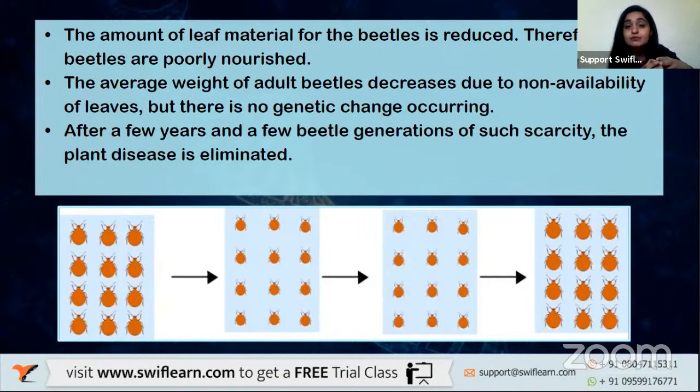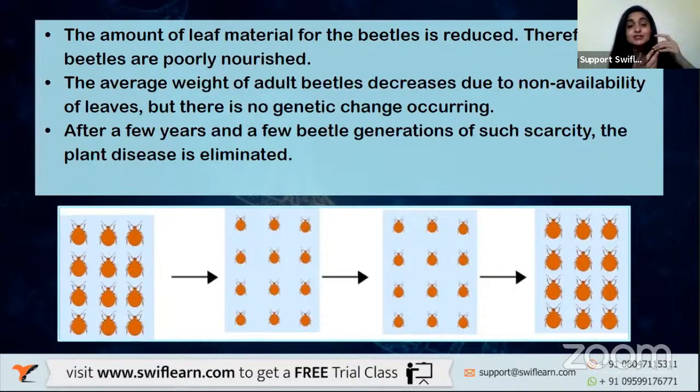So the average weight of an adult beetle decreased due to non-availability of leaves, but there is no genetic change that occurred. There was nothing else that changed, but the size and the weight of that particular beetle got decreased. After a few years and a few beetle generations of such scarcity, the plant disease is eliminated. So because the beetle got reduced, the size got smaller. So now the disease from the plant was cured.